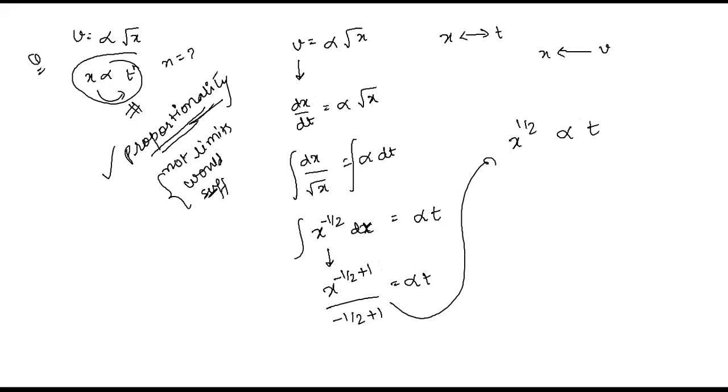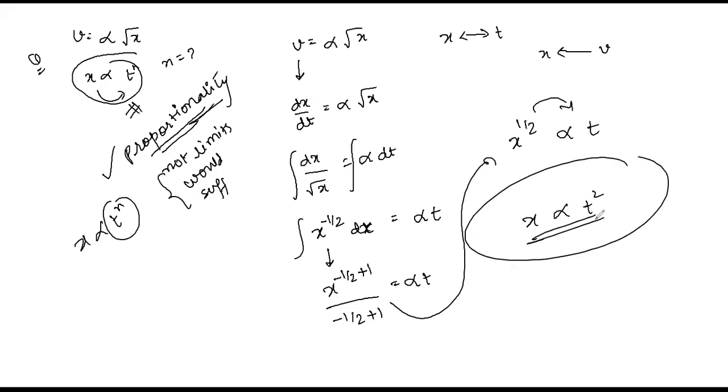Let's now convert into proportionality, because in the question we have been asked what x is proportional to, what power of t. So we have root x proportional to t, therefore x is proportional to t square, squaring both sides. Are you clear with this concept, Monica? Yes, sir. All right. Thank you, Monica.